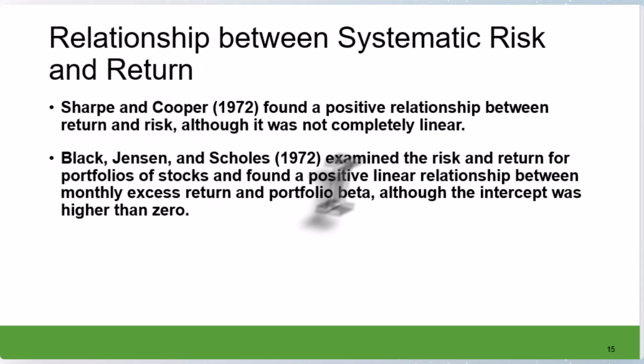The relationship, again, Sharpe and Cooper found a positive relationship, although they said it might not be completely linear. Black, Jensen, and Scholes looked at this, and they found a positive linear relationship between excess return and portfolio beta. They found positive and linear, but they found that the intercept was a little bit higher than they thought. This again would imply that maybe the slope was a little less steep than what the theory shows.